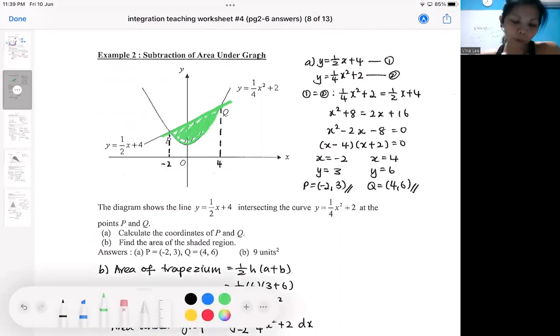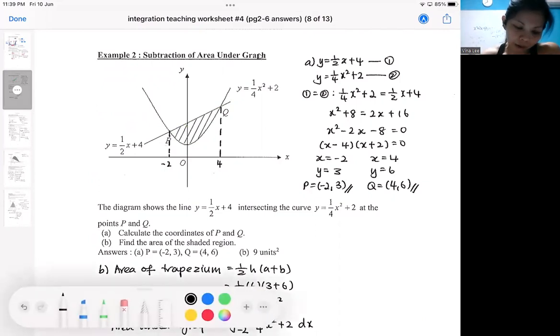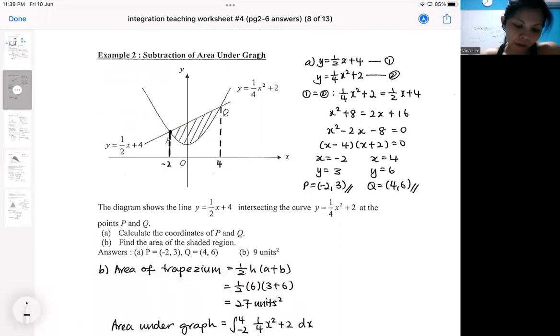Because it's floating in the air, if you still remember, I mentioned you got to dot down the intersection. Because if you don't dot down the intersection, you cannot create the vertical wall. So if you don't have the instinct to dot down, you cannot create the wall, and subsequently you cannot create your definite integral so that you can do your area under graph.